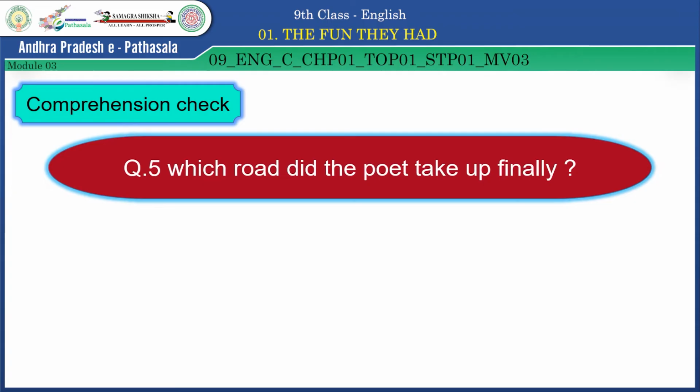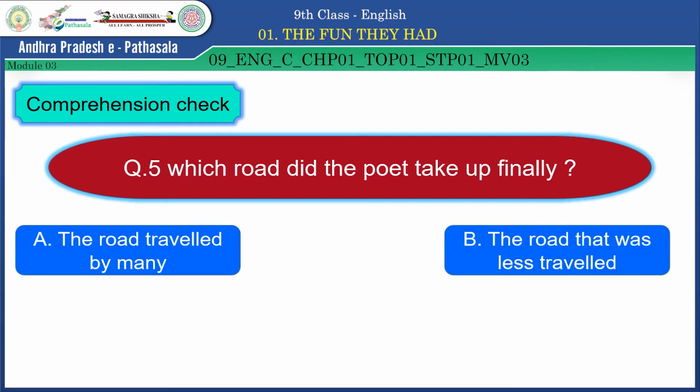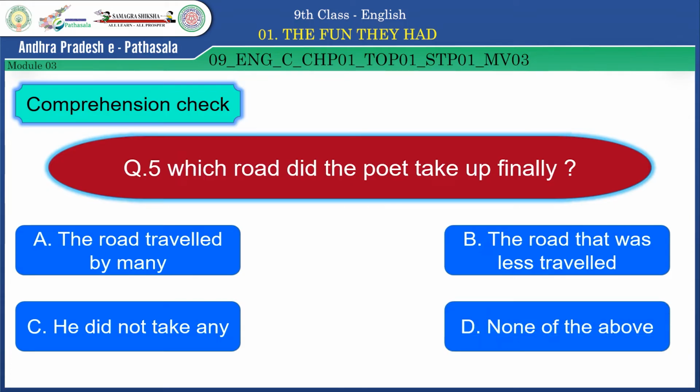Which road did the poet take up finally? The road traveled by many, the road that was less traveled, or he did not take any road? Or none of the above? What is your answer? Yes, the answer is B. The road that was less traveled. You are right. Hooray!